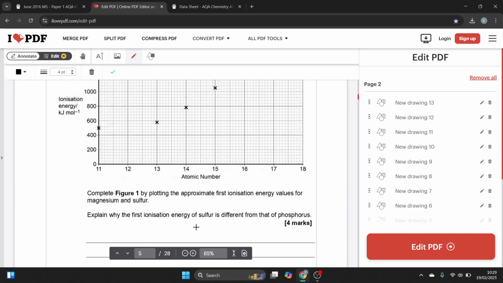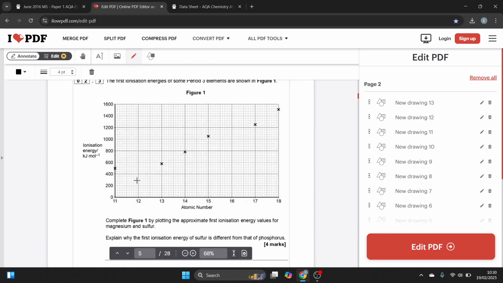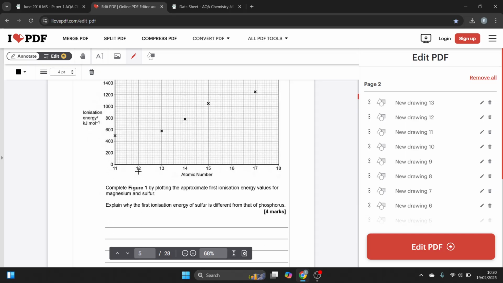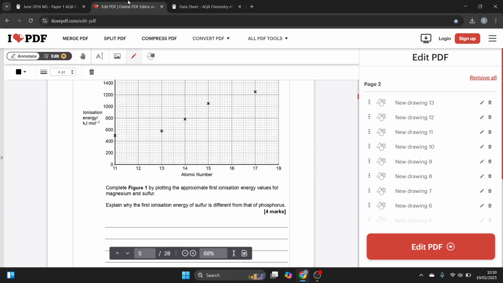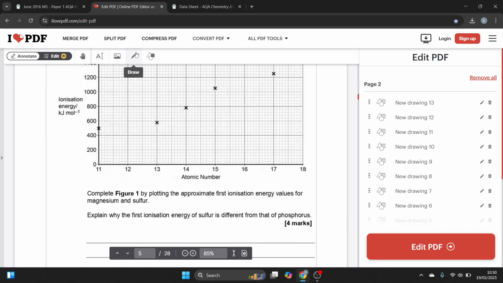Complete the graph by plotting the approximate first ionization energy values for magnesium and sulfur. So, magnesium and sulfur, well, obviously here, in order to go from here to here, it's going to go up and down, and up and then down. So magnesium, I would say around about 800 to 1000, 600 to 800. Sulfur, sorry. So 600 to 800, yeah.